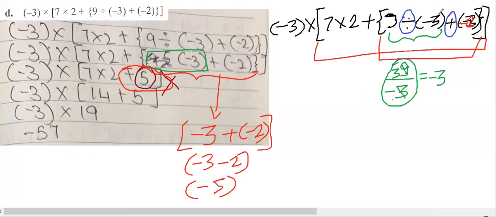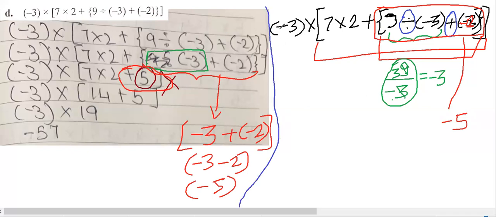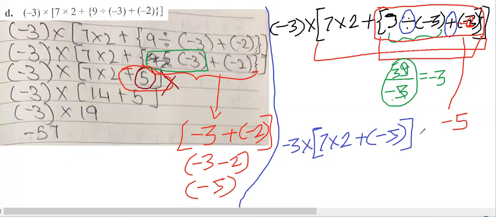Okay, so from here to here, you have to replace the entire thing. This entire thing you have to replace with minus 5. And that's what I am writing in the next statement. Okay, so let me put this partition. This minus 3, I will write like this, multiply by 7 into 2. Okay, then plus, then it is minus 5, bracket close.